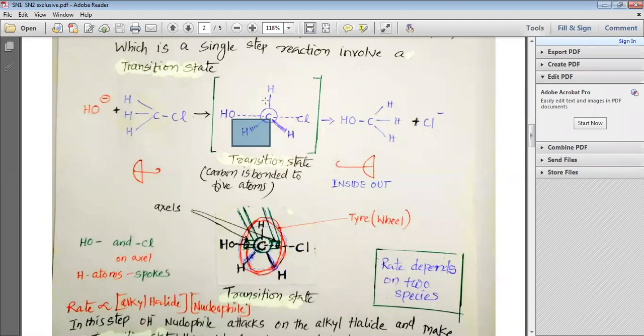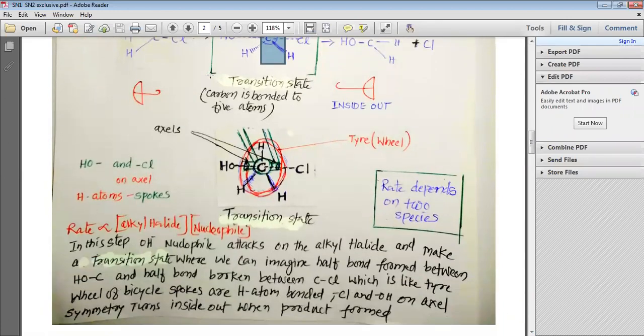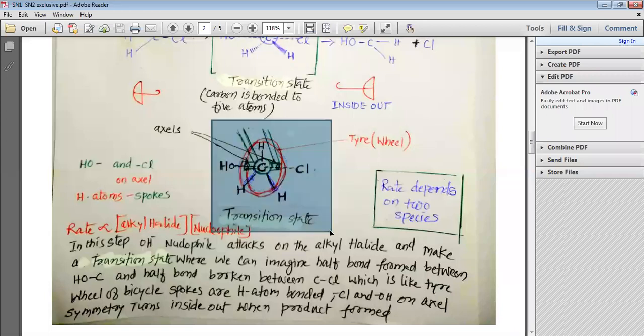You can see here this hydrogen is in the same plane as the carbon. So this carbon and this hydrogen are in the same plane, but this hydrogen is coming towards you and this hydrogen is going away from you. To make you understand this situation, my dear students, I have a particular figure to make you understand the transition state.